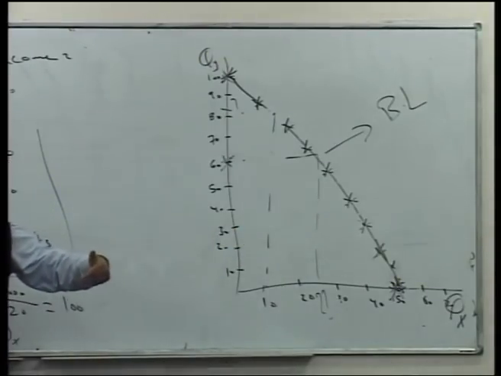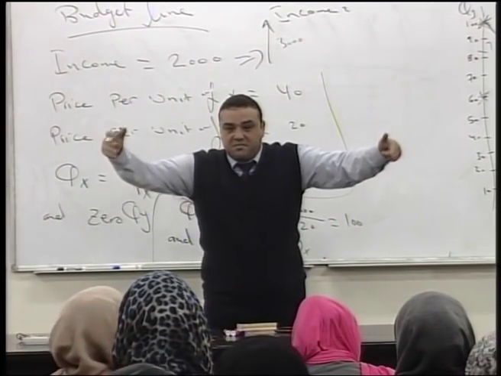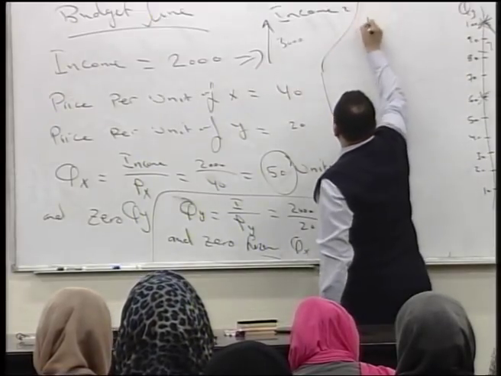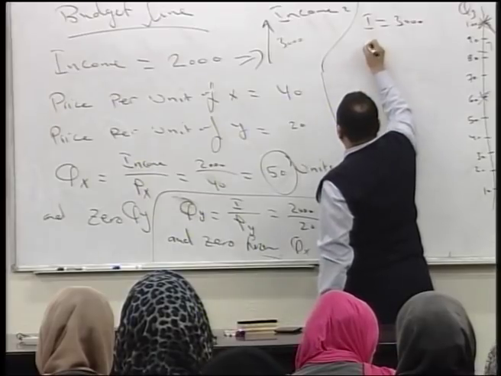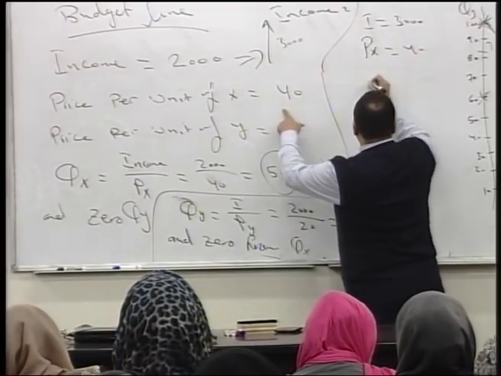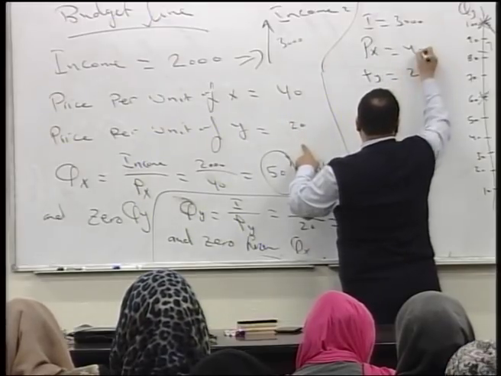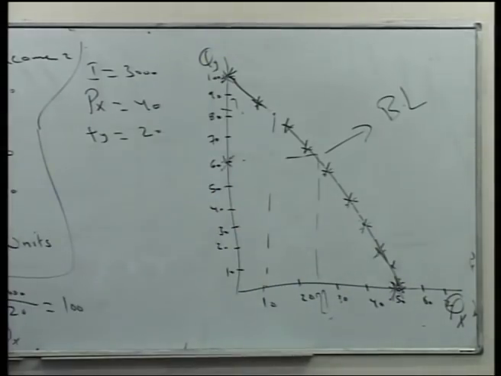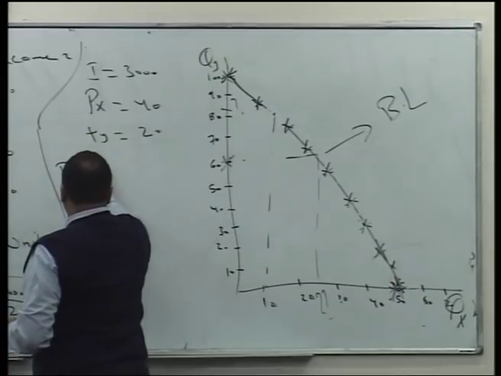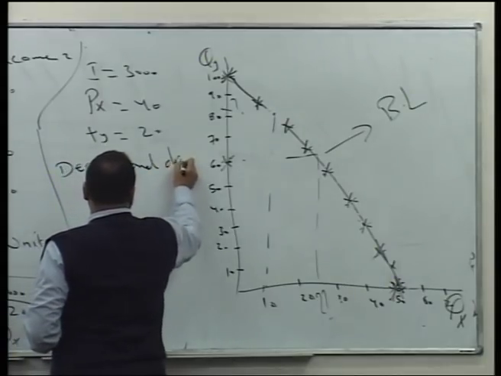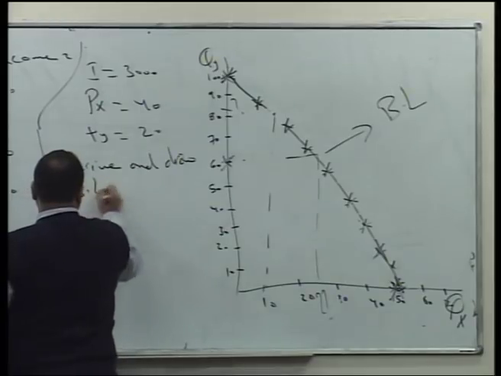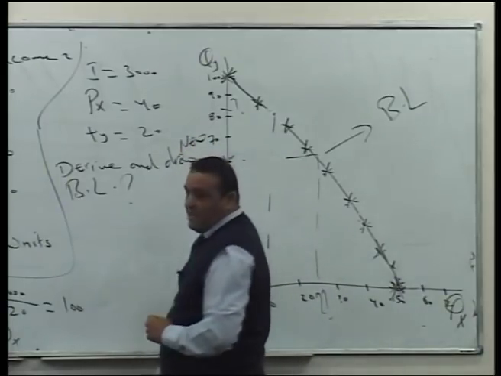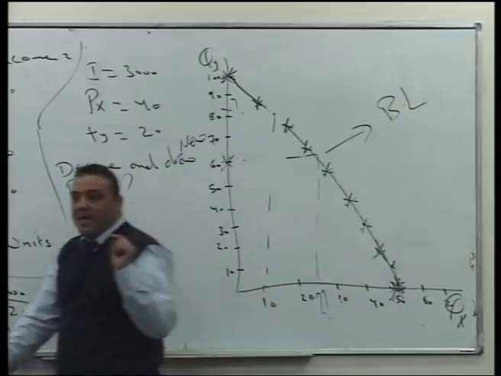Now the consumer income increased from 2,000 to 3,000, meaning income equals $3,000. The price of X remains constant at 40. The price of Y remains constant at 20. Derive and draw the new budget line. The question says derive and draw the new budget line.